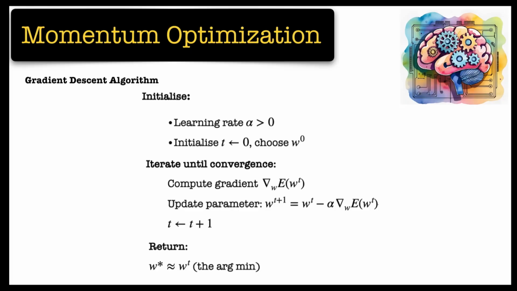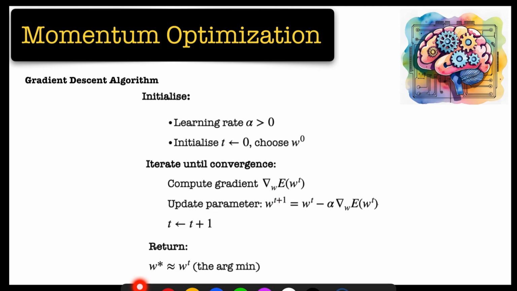Let's explore optimizers. Optimizers are algorithms that improve gradient descent learning. We know about the vanilla gradient descent algorithm, right? We initialize the learning rate and start with the 0th iteration. We choose some random initial weights and then iterate until convergence. At each iteration, we compute the gradient of the error or loss function. Then we update the weight parameter.